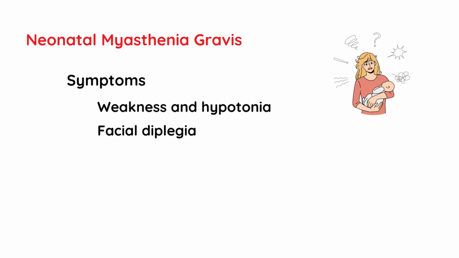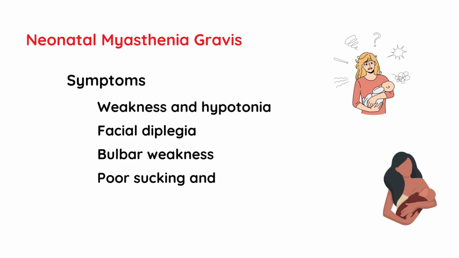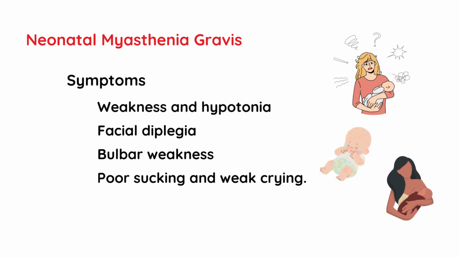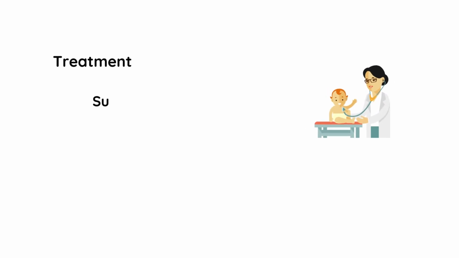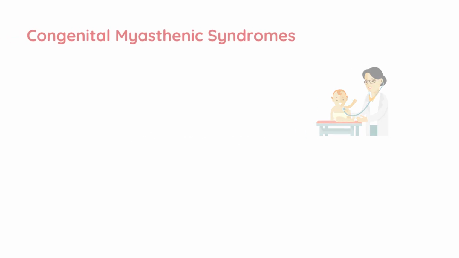Facial diplegia often occurs. Bulbar weakness is common and causes poor sucking and weak crying. Secretions and weakness of the respiratory muscles cause respiratory failure. Treatment of neonatal myasthenia is supportive. It is a temporary condition, and most newborns recover within a few weeks.